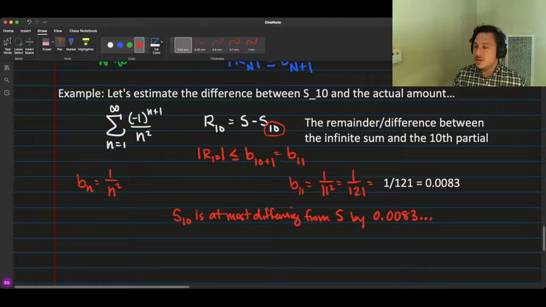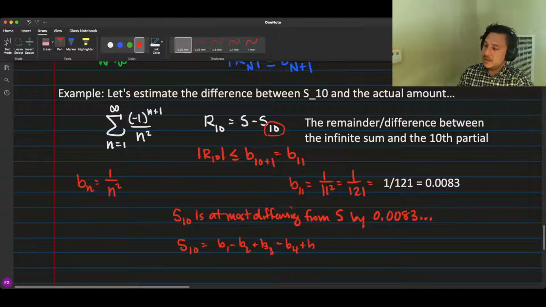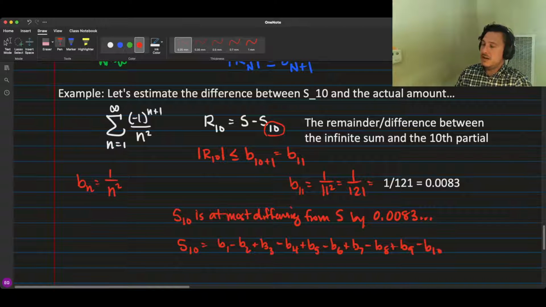Okay, so what you could now go do is you can go and calculate S10. You can say, hey, what's the sum of those first 10 terms? Right, so you'd have B1 minus B2 plus B3 minus B4 plus B5 minus B6 plus B7 minus B8 plus B9 minus B10. If you were to actually calculate that, that number would only be differing from the infinite series by at most that much.